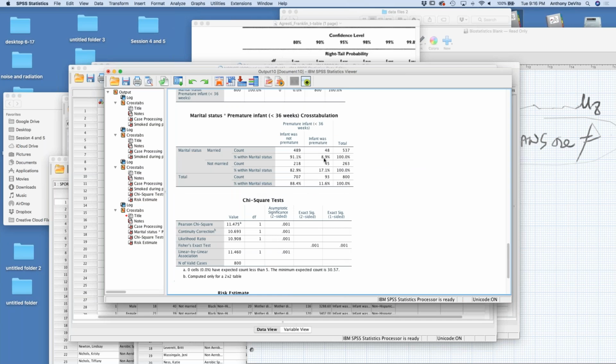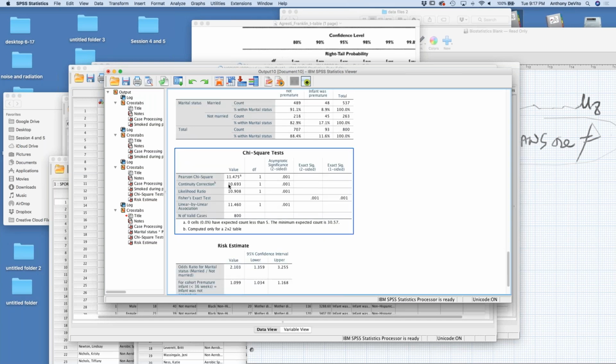Marital status here is 8.9% of the women who were married had premature births. 17% of the women who were unmarried had premature births. Wow, that's a big difference from the last one, right? Okay, so let's take a look at what our chi-square value is. Our chi-square value is 11.475 with 1 degree of freedom.